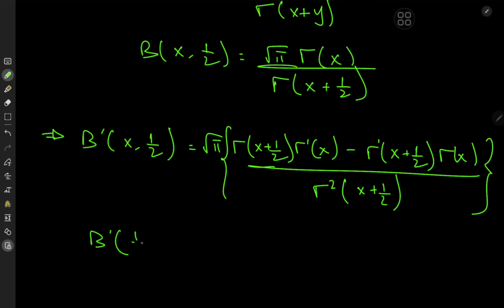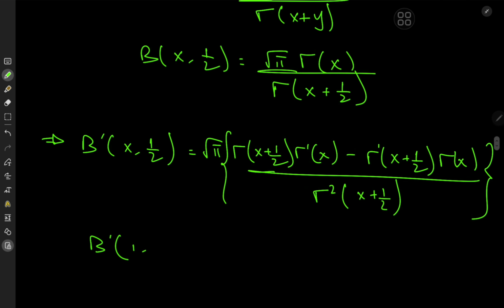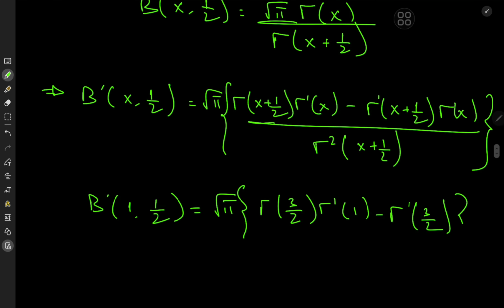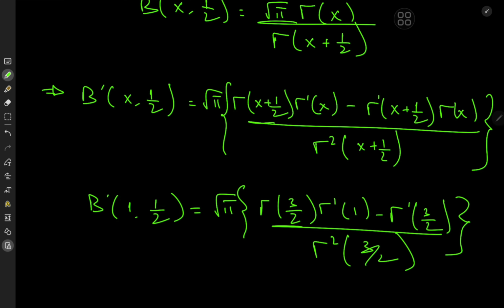So beta prime at 1 and 1/2. It doesn't really sit right to write this as beta prime because it's a function of x and y, but we're fixing y anyway, so I'm just going to roll with that one too. So yeah, that does look a bit unnatural. But anyway, this thing equals root pi times gamma 3/2 times gamma prime at 1 minus gamma prime at 3/2 times gamma 1, which is, of course, 1, so we'll just get rid of it. And this whole thing is divided by gamma squared 3/2.